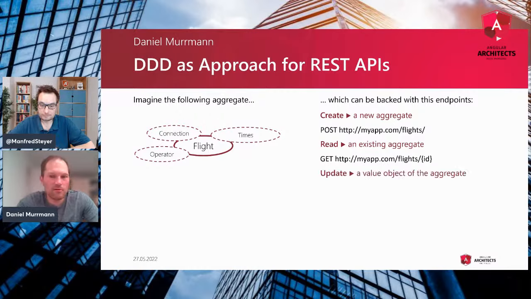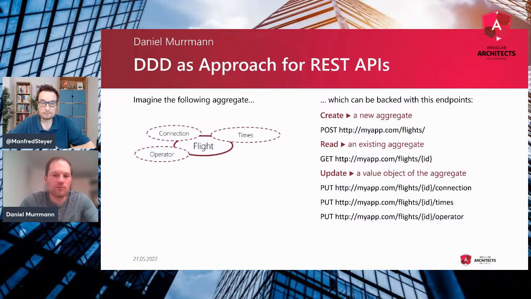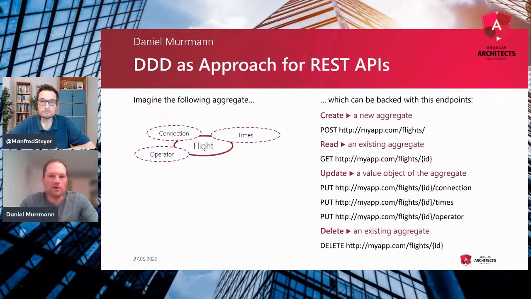To update such a value object, we use again a URL which is extended after the unique ID of the aggregate. We extend it with the name of the value object. And we do this with each value object: with the connection, with times, and with the operator. And to delete such an aggregate, we use the same URL as in the case of reading the aggregate, but this time with the DELETE HTTP verb.